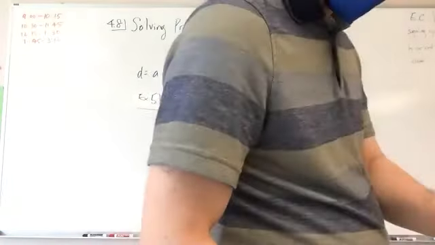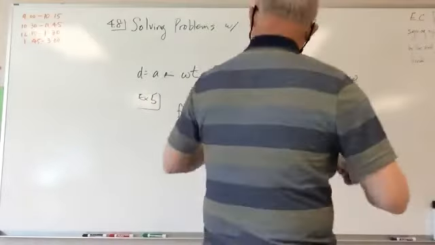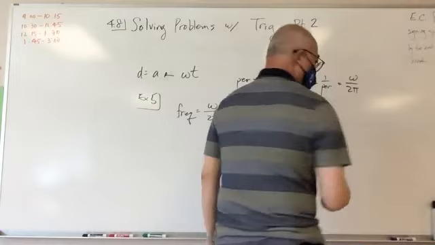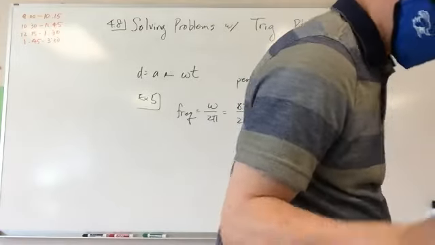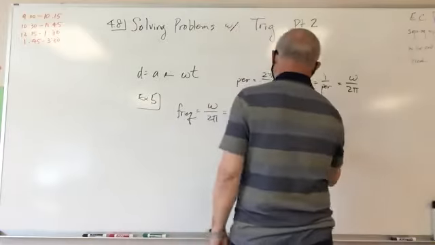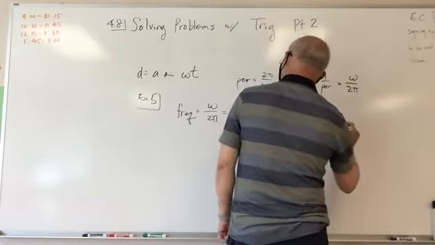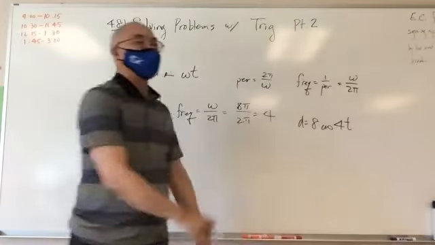Okay, so if we use the cosine, we're going to get, what is the radius of that? The radius is 8, which means that the A is 8, right? So D is going to be equal to 8 cosine 4t. That is basically where you are at, right?